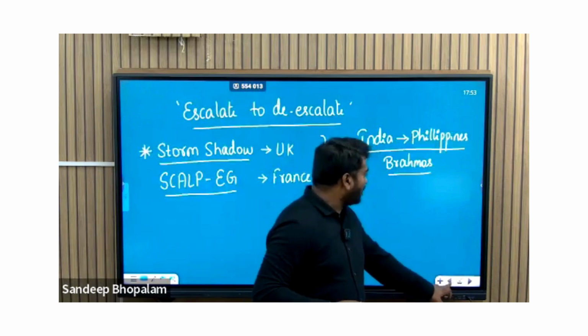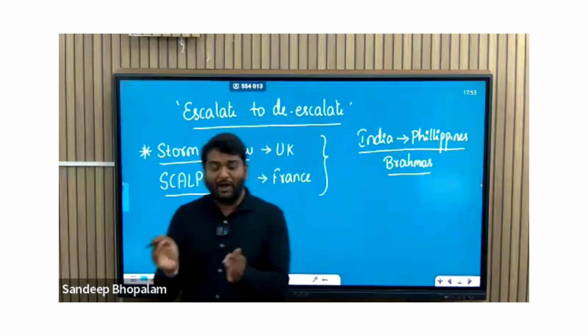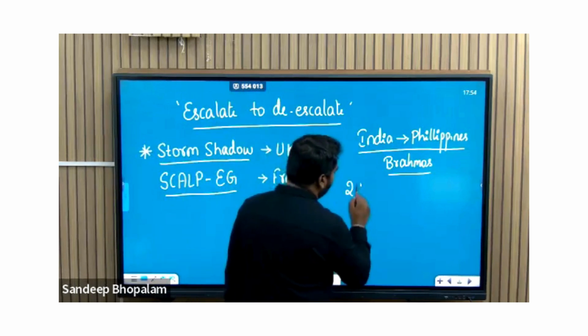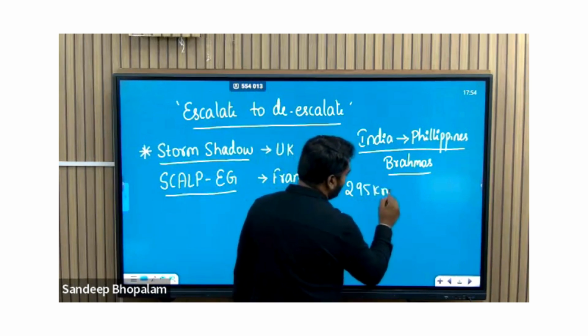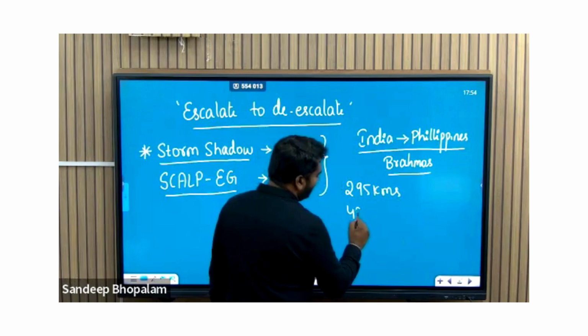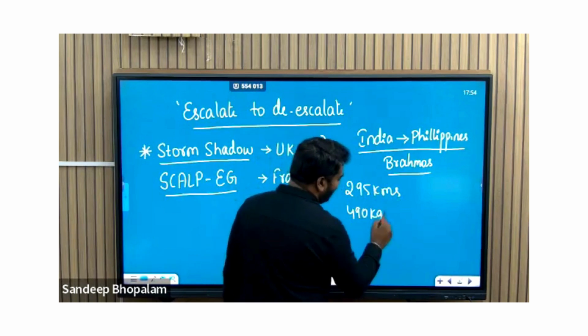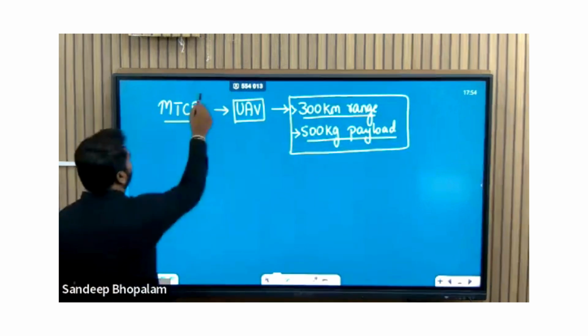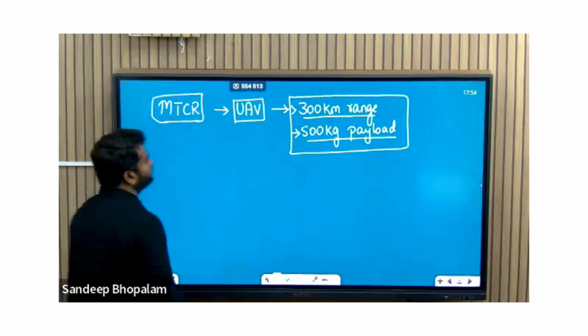I want you to know the range as well. BrahMos first range was approximately how much? 295 kilometers, and it has an approximate payload of 490 kgs. So we are not violating what we call the MTCR.